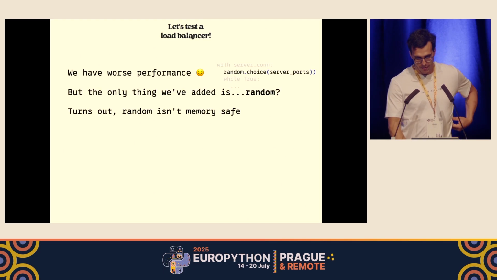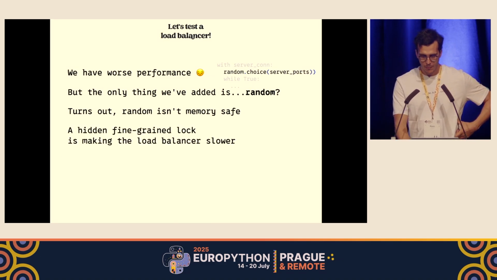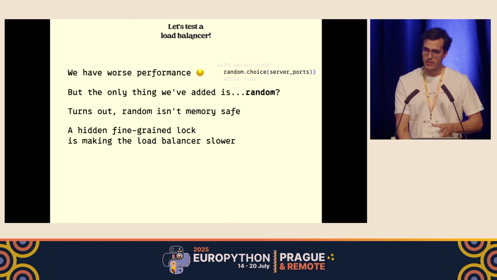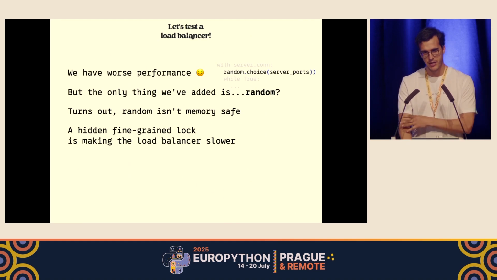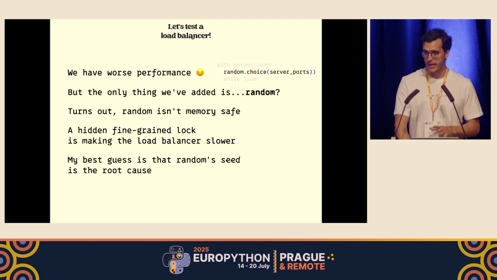Well, it turns out this random is not memory safe, and that's what's messing us up, okay? It's one of the keys about this free-threaded Python that I want to call your attention to. Rather than having one big lock that controls the whole language, the free-threaded build has hidden fine-grained locks that are making this load balancer slower. My best guess, and I haven't confirmed that, though I've had people come back to me explaining why this might be the case, is that random's seed, the way it's generating those random numbers, is behind this fine-grained lock.